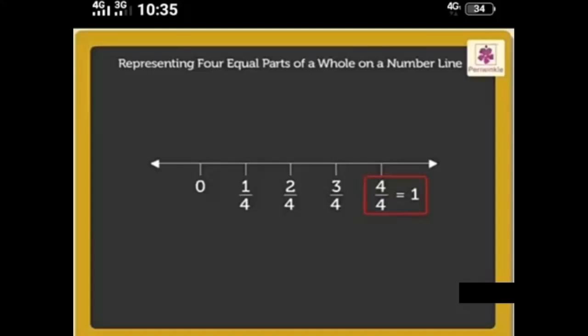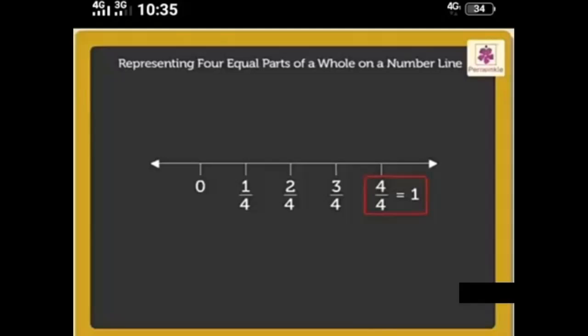Second case, 0 to 2. How many equal parts are there? 0 to 1 is 1 piece and 1 to 2 is the second part. That's why that fraction is 2 by 4. There are 4 equal parts, and 0 to 2 has 2 parts. 0 to 1 is 1 part and 1 to 2 is the second part. So 2 by 4.